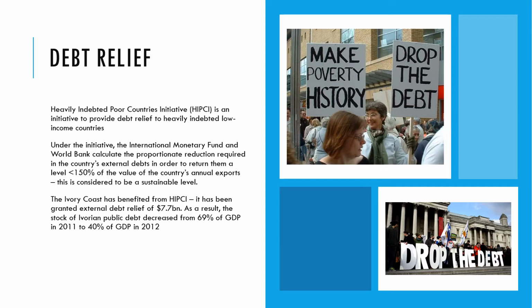So the Heavily Indebted Poor Countries Initiative was an initiative by the World Bank to try and give debt relief to return external debts to less than 150% of the value of a country's annual imports. An example here is the Ivory Coast, who were granted external debt relief of $7.7 billion, and the stock of Ivory Coast government debt decreased from 69% of GDP to 40% of GDP in 2012. Often this is introduced alongside some structural reforms, so you might say you can have this debt relief if you address these other areas in your economy.